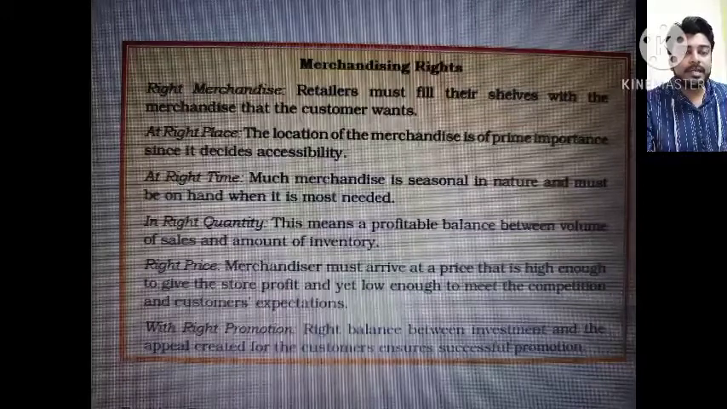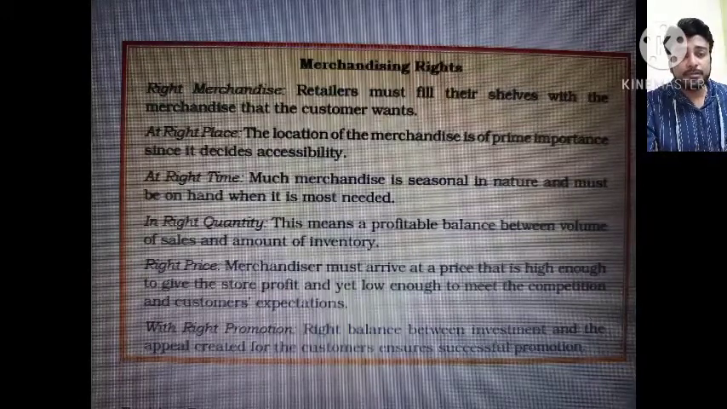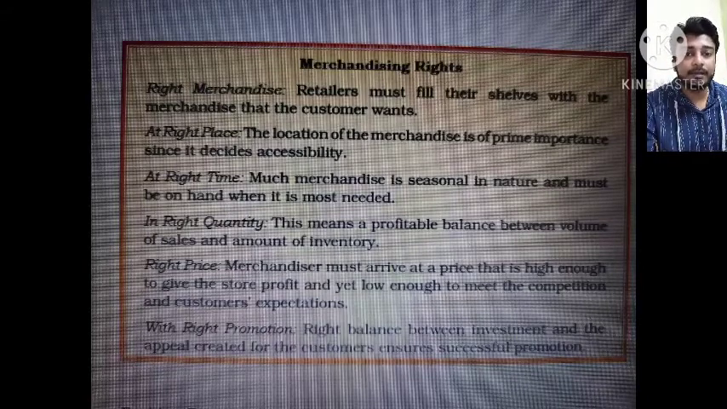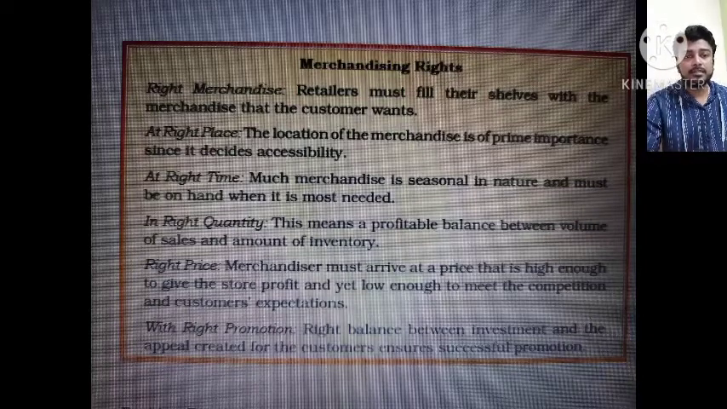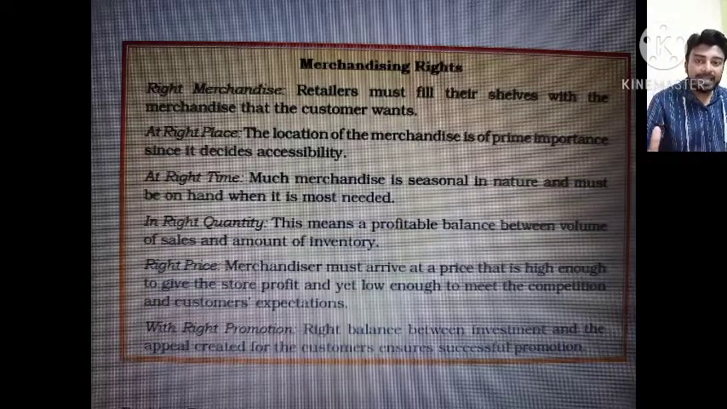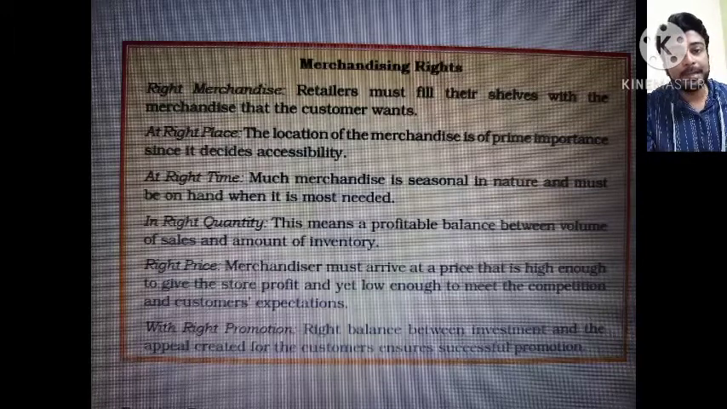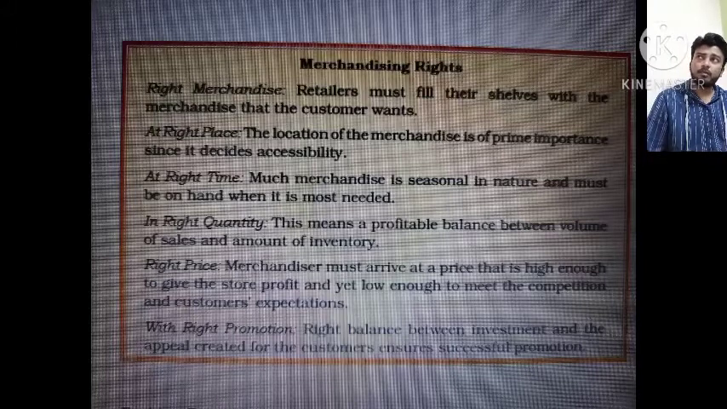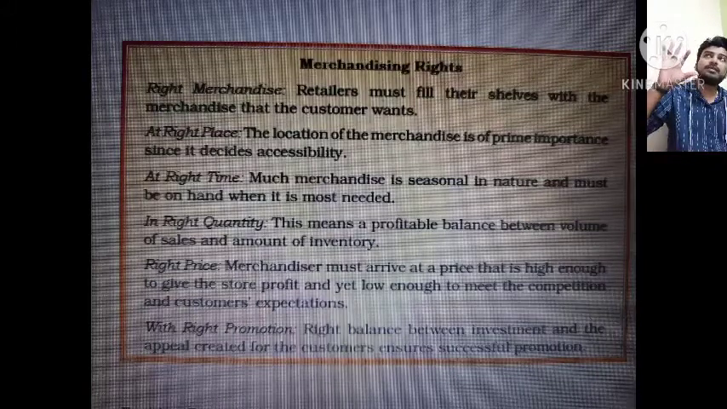Now what are the merchandising rights? These are the rights which a merchandiser should have in order to do the work properly. Right merchandise, right place, at right time, in right quantity, right price, with right promotion. These are the seven very important merchandising rights which should be maintained by the merchandiser. Right merchandise means retailers must fill their shelves with the merchandise that the customer wants. Whatever the customer wants, they should have those things on their shelves.